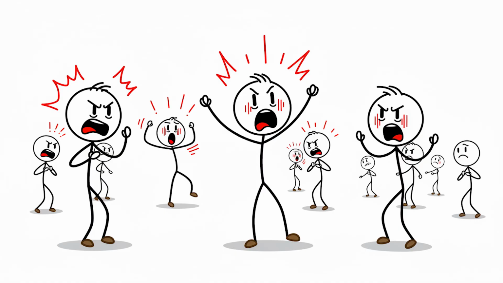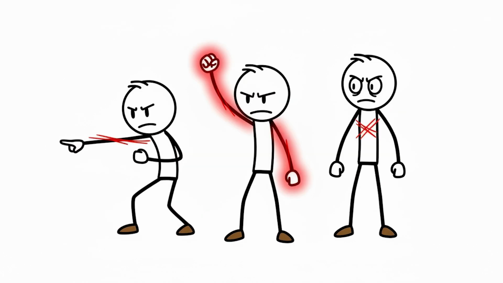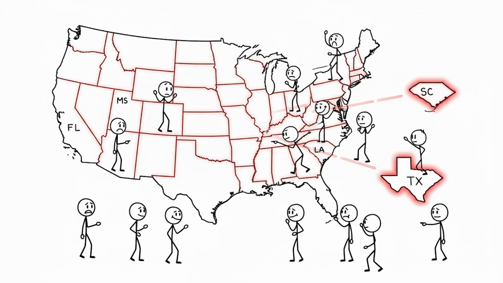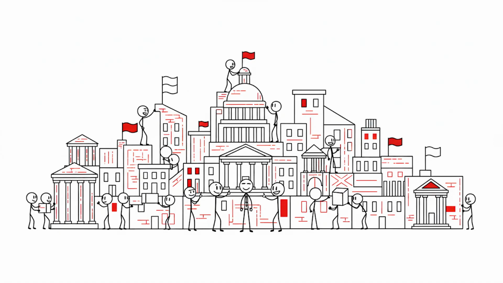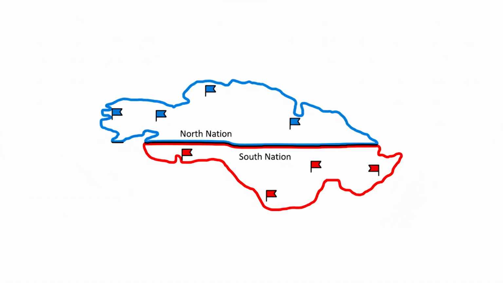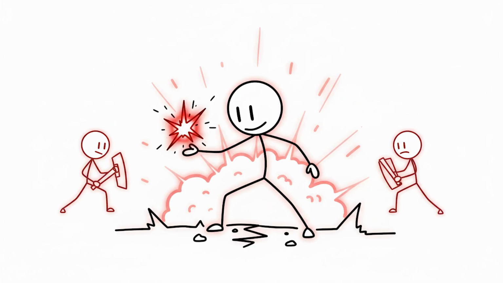For Southern leaders, this was the breaking point. They believed slavery, their social order, their wealth, was in danger. So one by one, Southern states seceded, forming the Confederate States of America. The United States was now two nations on the same continent. And the spark that lit the war?